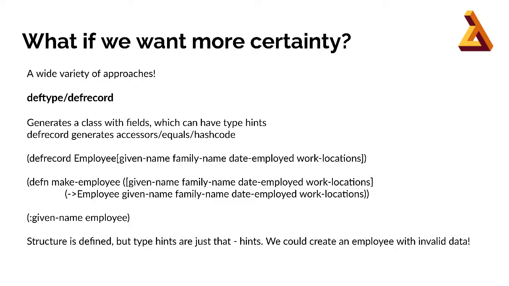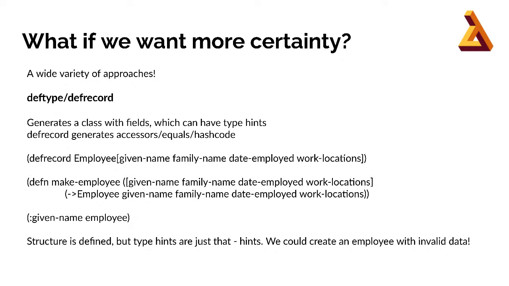Cool. Okay, so you can see the syntax here: defrecord, Employee, and then you tell it what the fields are that the employee has. Given name, family name, date employed, etc. And then we can define a function, make-employee, and this syntax with the arrow, ->Employee, is essentially calling the constructor. And then we can call it, and ta-da, we got employees. So, we got the structure.